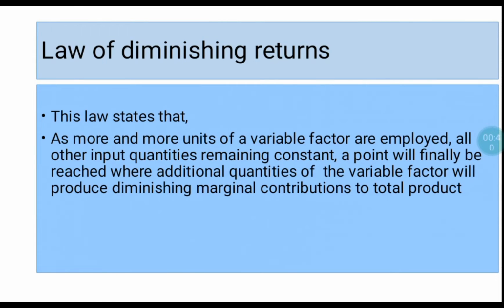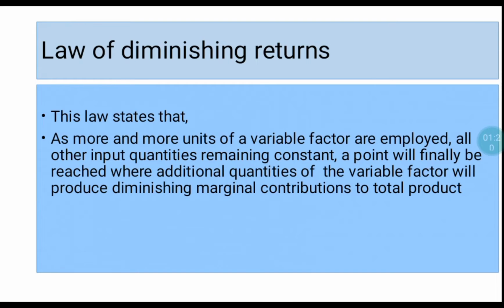Let's look at the law of diminishing returns. Now, we need to understand that the law of diminishing returns is the short run law of production. This law states that as more and more units of a variable factor are employed, that is, you're assuming other input quantities will remain constant, a point will finally be reached where additional quantities of a variable factor will produce diminishing marginal contributions to total output. So this is the law of diminishing returns.